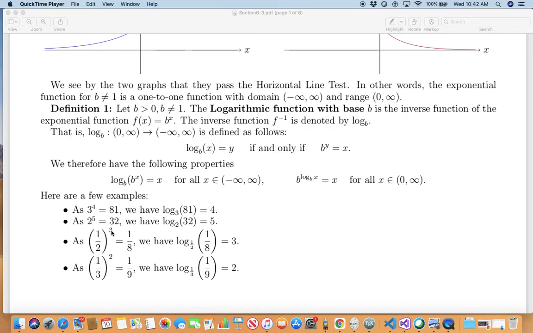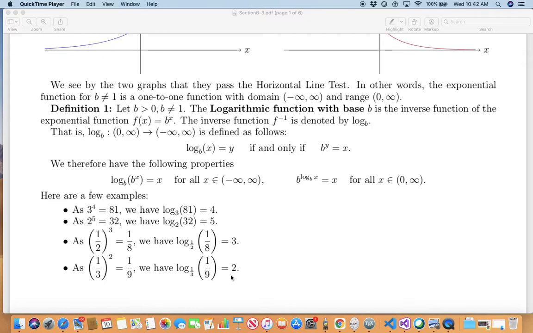1/2 to the power 3 is 1/8. So log base 1/2 of 1/8 is 3. 1/3 to the power 2 is 1/9. So log base 1/3 of 1/9 is 2. So notice what's happening here. For instance, log base 3 of 81 is 4. So what are we doing? We are looking for the power of 3 in 81. Log base 2 of 32 is 5. The power of 2 in 32 is 5.